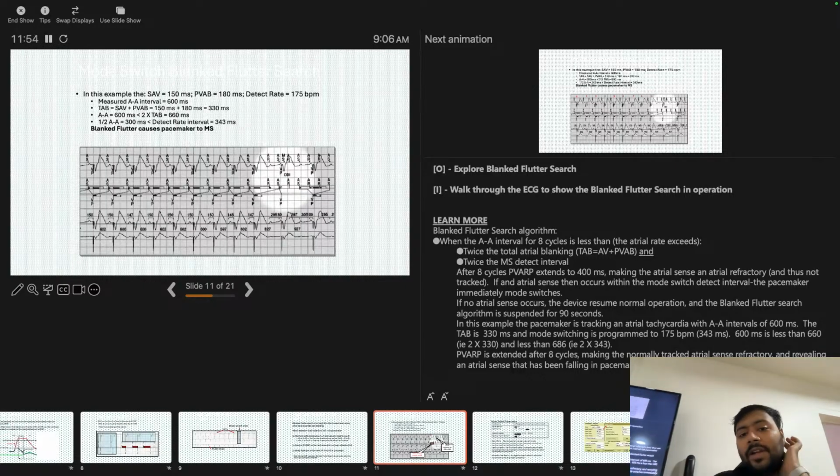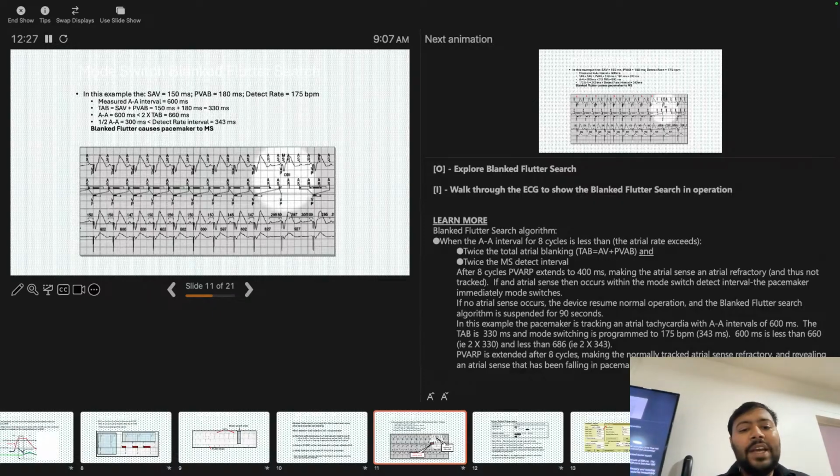How do we detect the blanked flutter here? We take the total atrial blanking, which is our sensed AV delay plus the post-ventricular atrial blanking. For example, our AV delay is 150 milliseconds and the blanking period is 180, so the total atrial blanking period is 330 milliseconds. Now we know the other alternate atrial beat is falling into this blanked flutter window. So here we find out our actual A to A interval according to the device, which is 600 milliseconds.